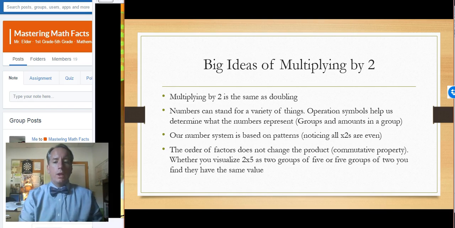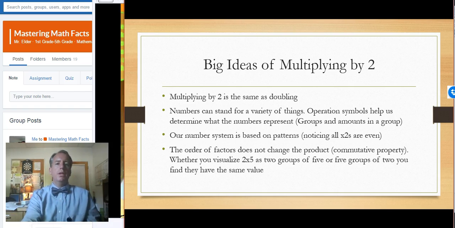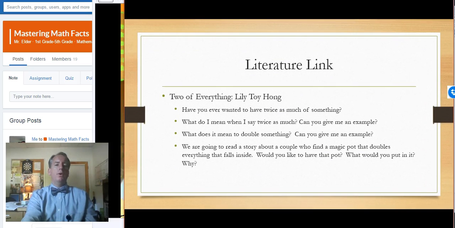So whether you're visualizing 2 times 5 as 2 groups of 5 or 5 groups of 2 may or may not matter. However, there are times when we're really talking about 2 groups of 5, and that's different than talking about 5 groups of 2. So we'll look at all those things as we go through today, but it's good to just step back from the facts for a minute and look at what our big ideas are. So let's jump in.